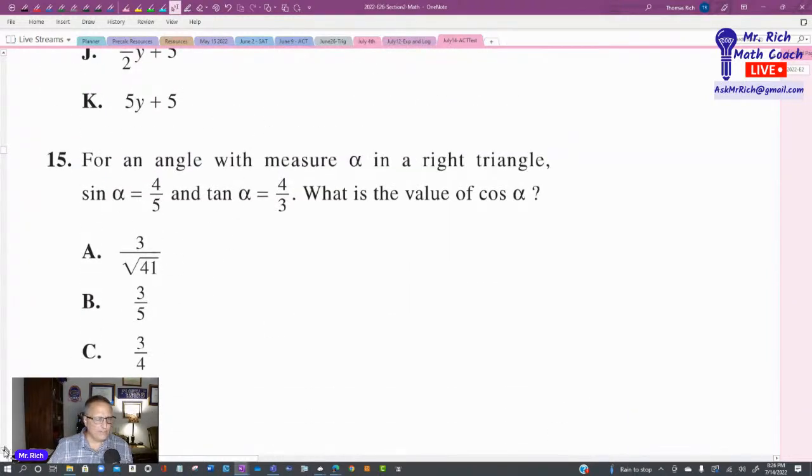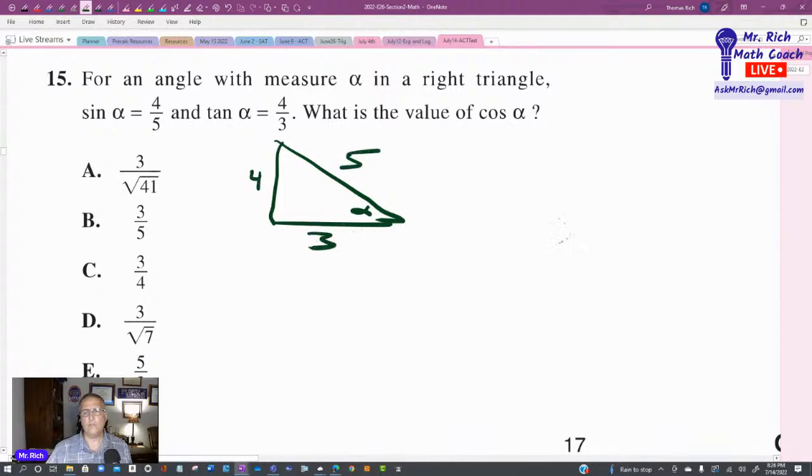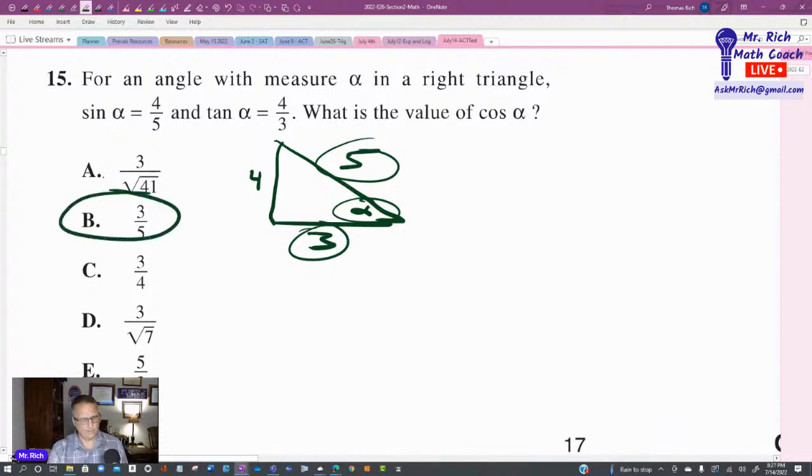All right, 15 says for an angle with measure alpha in a right triangle, sine of alpha is 4/5 and tangent of alpha is 4/3. What's the value of cosine alpha? All right, I'm not going to make a mistake here. There's alpha. Sine, I could represent that as opposite over hypotenuse. And there we go. So cosine is going to be adjacent over hypotenuse. So that's going to be 3/5.